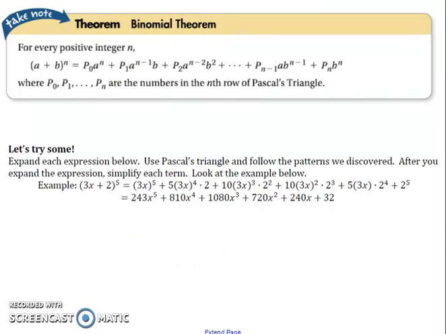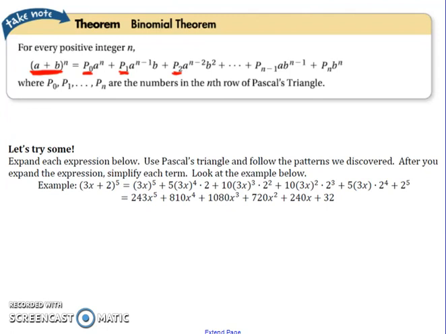Here's an example where you have some kind of binomial. It does not matter what a and b are. You're always going to apply the same thing. So P0 just means Pascal's triangle, row 0. Pascal's triangle, first spot, second spot. It depends on what row you're looking at. So it's the 0 spot, the first spot, the second spot.